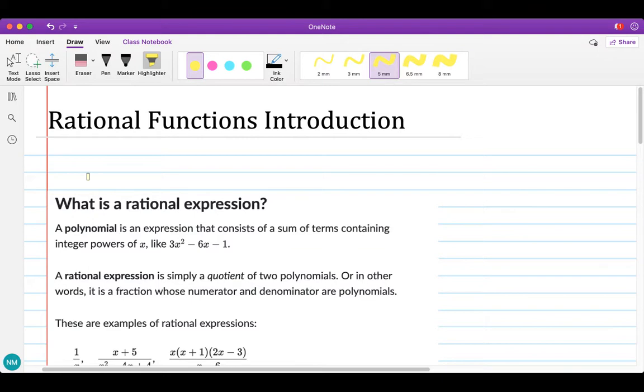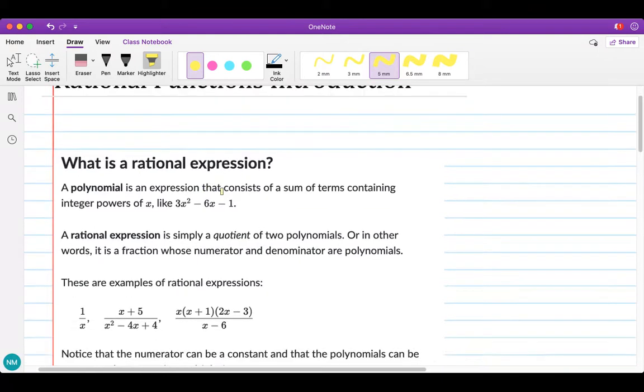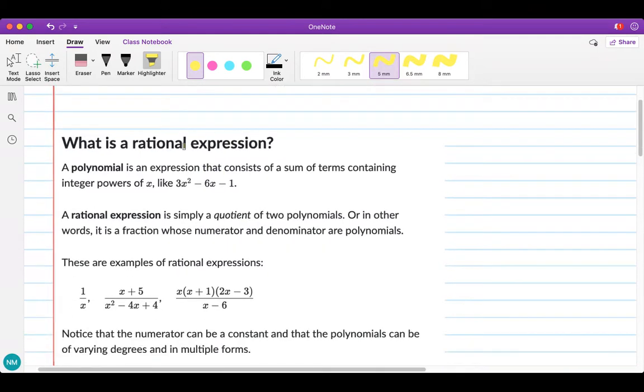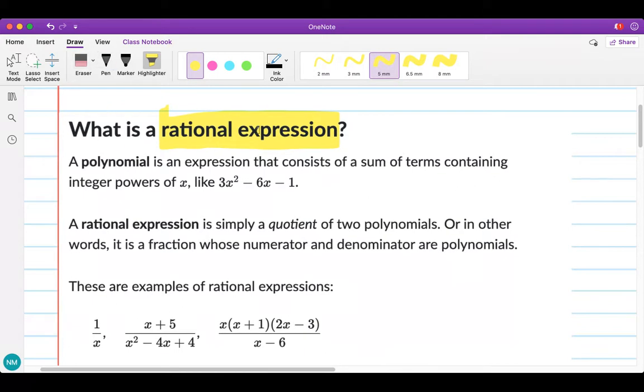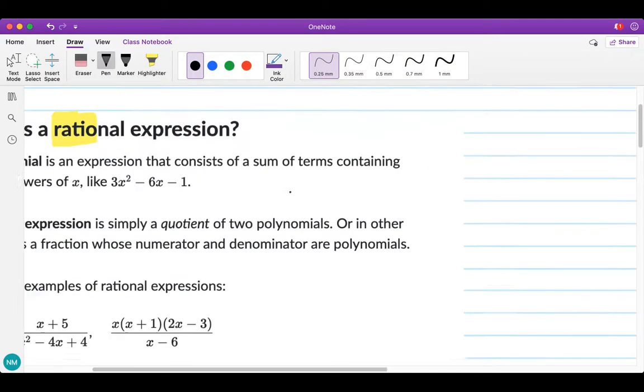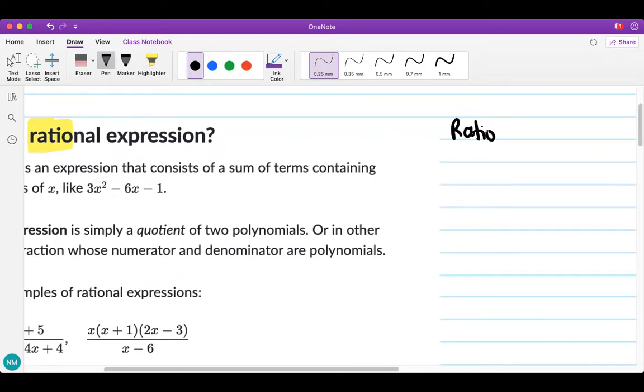Okay, so what is a rational expression or a rational function? Expression just means that it's not an equation. It doesn't equal anything, right? So what is a rational expression? Well, we've spoken about what rational means in the past, right? The root word of rational is what? Ratio. And what is a ratio? It is a fraction, right? So ratio equals fraction. And we've spoken about rational numbers.